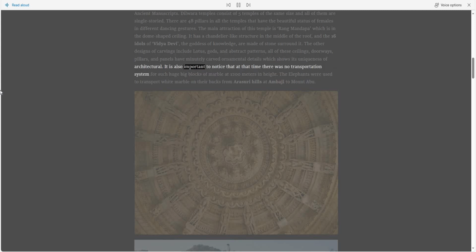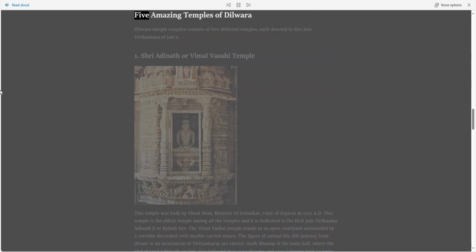It is also important to notice that at that time there was no transportation system for such huge blocks of marble at 1,200 meters in height. Elephants were used to transport white marble on their backs from the Arasuri hills at Ambaji to Mount Abu. 5 amazing temples of Dilwara. The Dilwara temple complex consists of 5 different temples, each devoted to one of the Jain Tirthankaras.